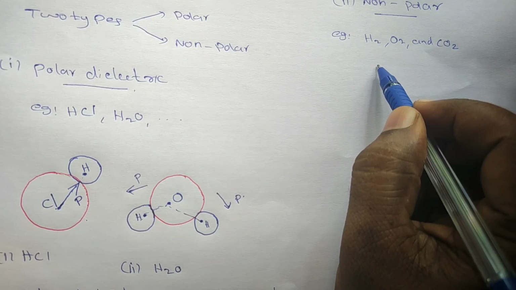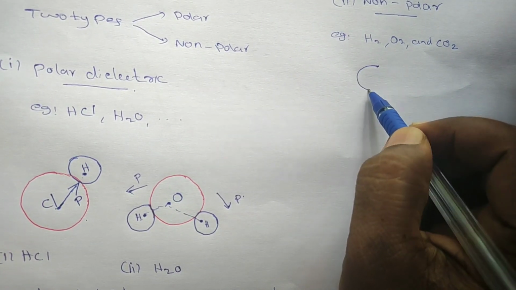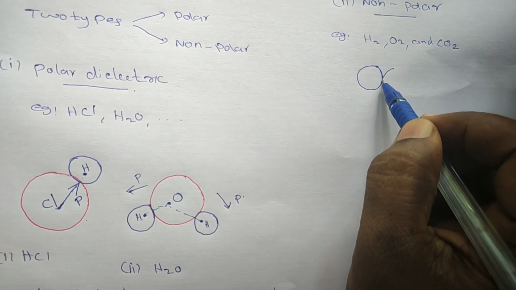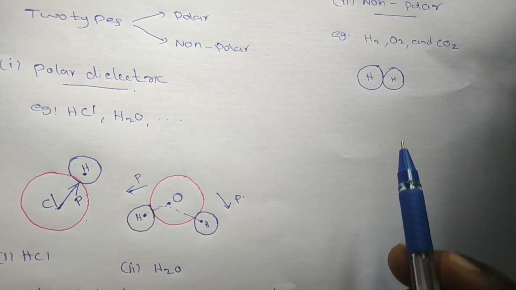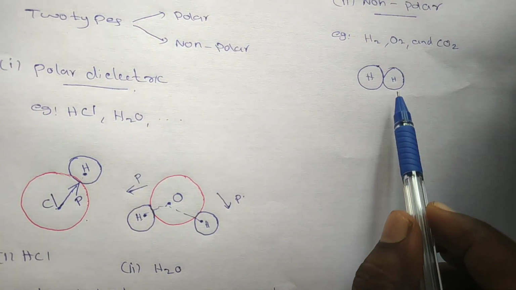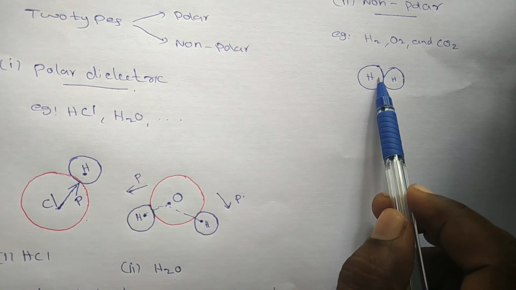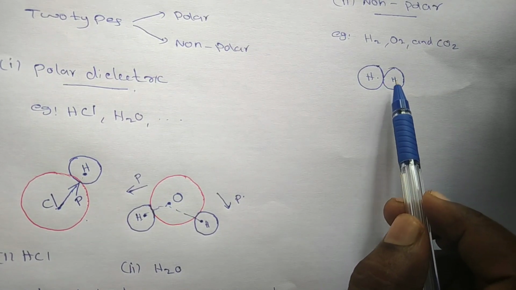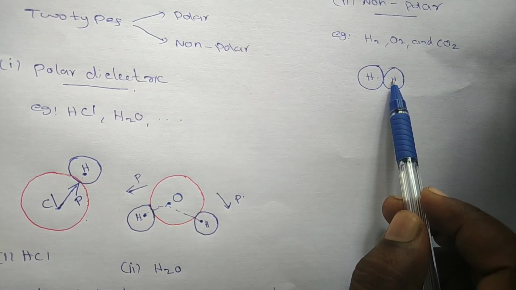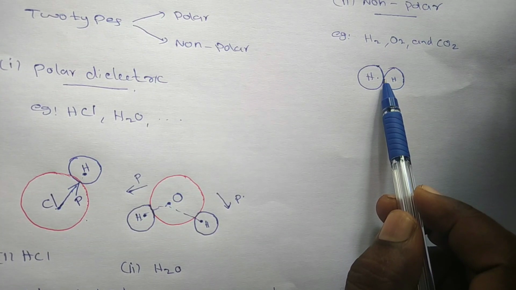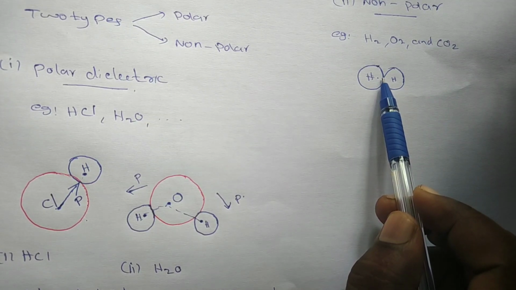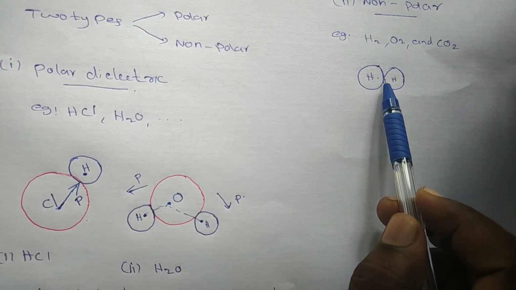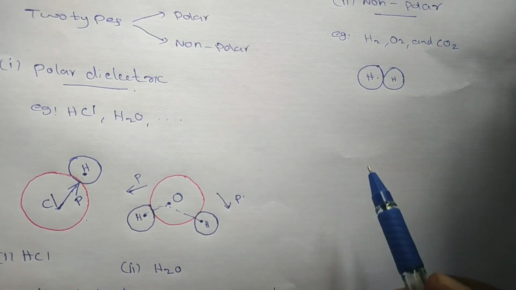First we will take the example of the hydrogen. The hydrogen molecule has two hydrogen atoms. This is hydrogen, this is hydrogen. So you can see that the two atoms are similar in size. So this has one electron and this has one electron. So this atom's nucleus will attract the electron, and this atom's nucleus will attract this electron. But these attractions are equal.